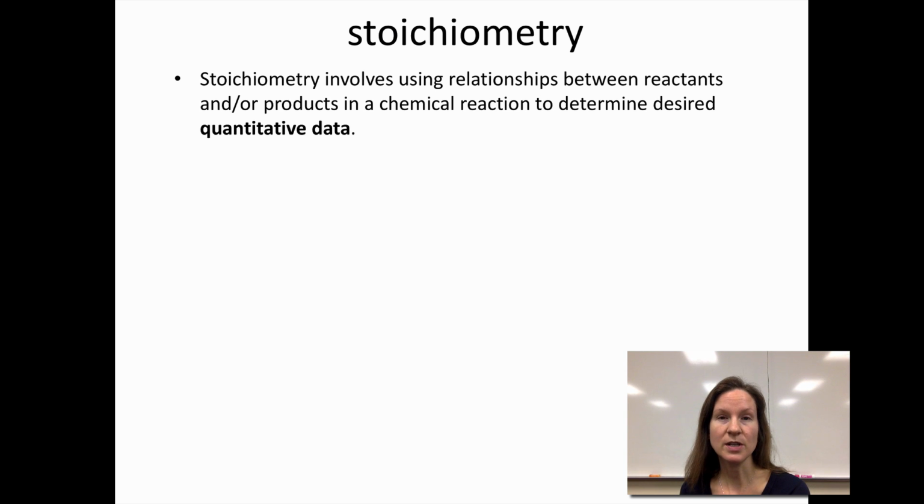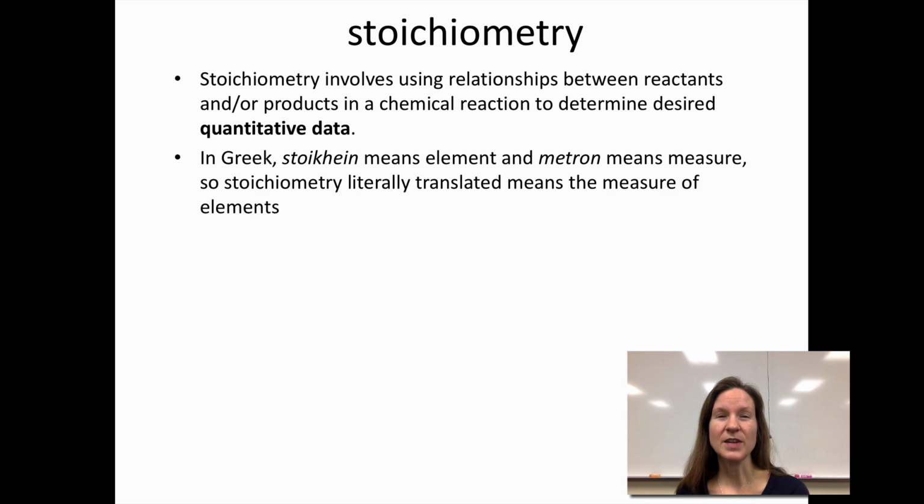Stoichiometry, or the study of stoichiometry, is that we use the relationships that are established in the chemical reaction, relationships we already learned how to do with subscripts and coefficients, in order to determine quantitatively how much of each will be around or present during a chemical reaction. Since it's such a weird word, I like to tell you that it comes from basically the meaning of measuring elements.